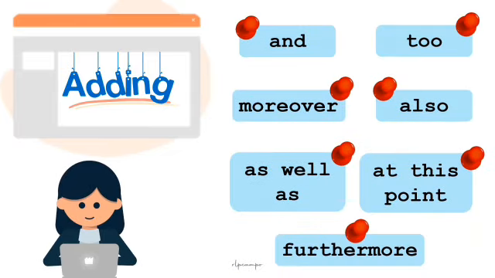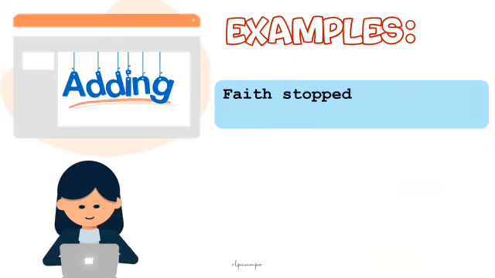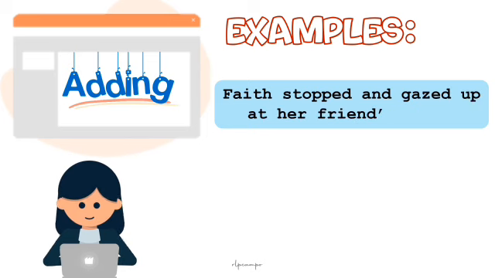And these are the cohesive devices under this category. And, to, moreover, also, as well as, at this point, and furthermore. Let us have sentence examples. Faith stopped and gazed up at her friend's face. The word "and" here joins the two verbs, which are stopped and gazed up.